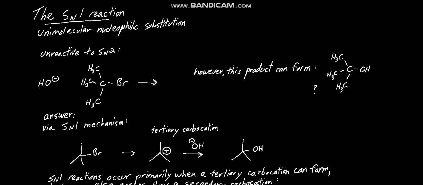Hello, this is video 5 on the SN1 reaction. We saw in the SN2 video that this material here is unreactive to SN2 because of steric hindrance of these large groups at this tertiary carbon, a carbon with 3 carbons attached. Interestingly, if you mix these materials together, you can get this product. So how does that happen?